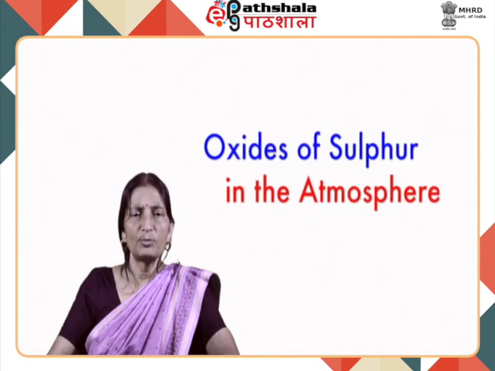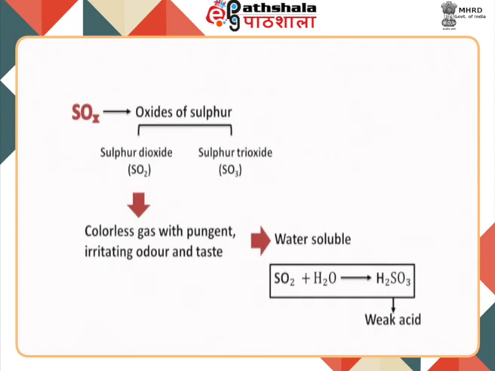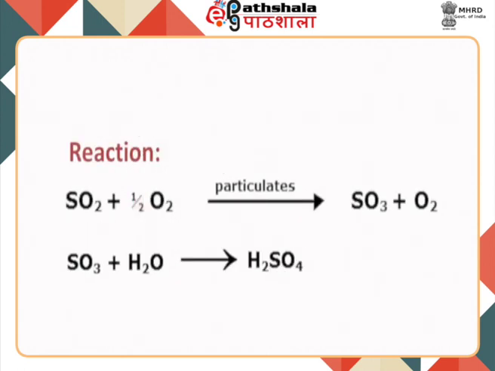Oxides of sulphur in the atmosphere. SOx refer to all oxides of sulphur, the two major ones being sulphur dioxide SO2 and sulphur trioxide SO3. Sulphur dioxide is a colorless gas having a pungent, irritating odor and taste. It is water soluble, forming sulfurous acid, a weak acid H2SO3. Sulphur dioxide slowly combines with oxygen in the air to form sulphur trioxide SO3. This then rapidly reacts with water to give sulfuric acid.